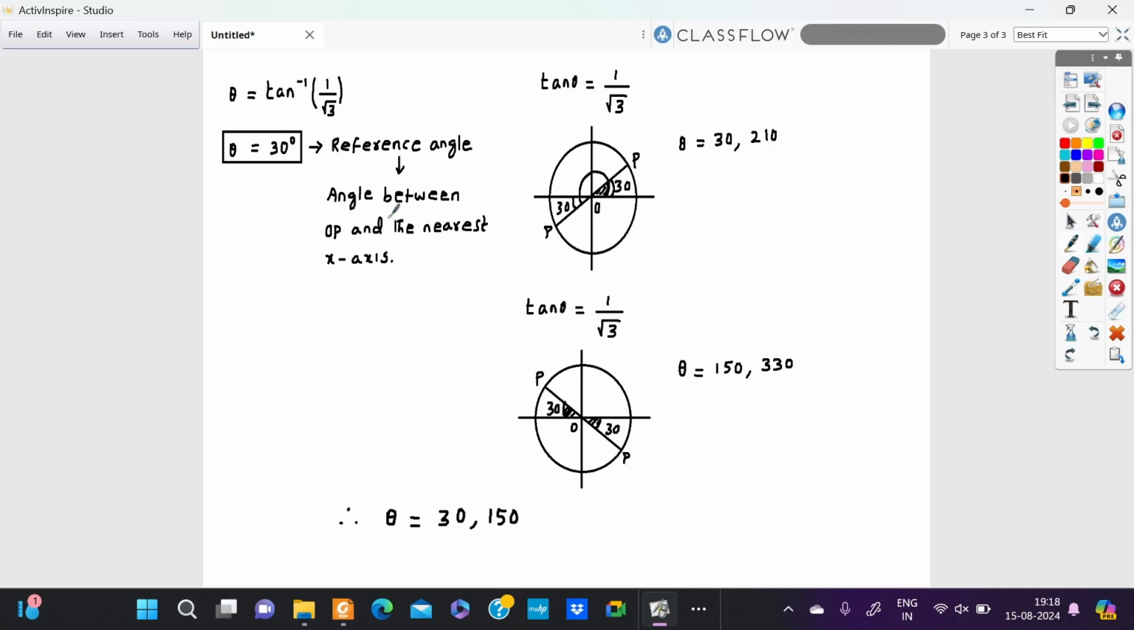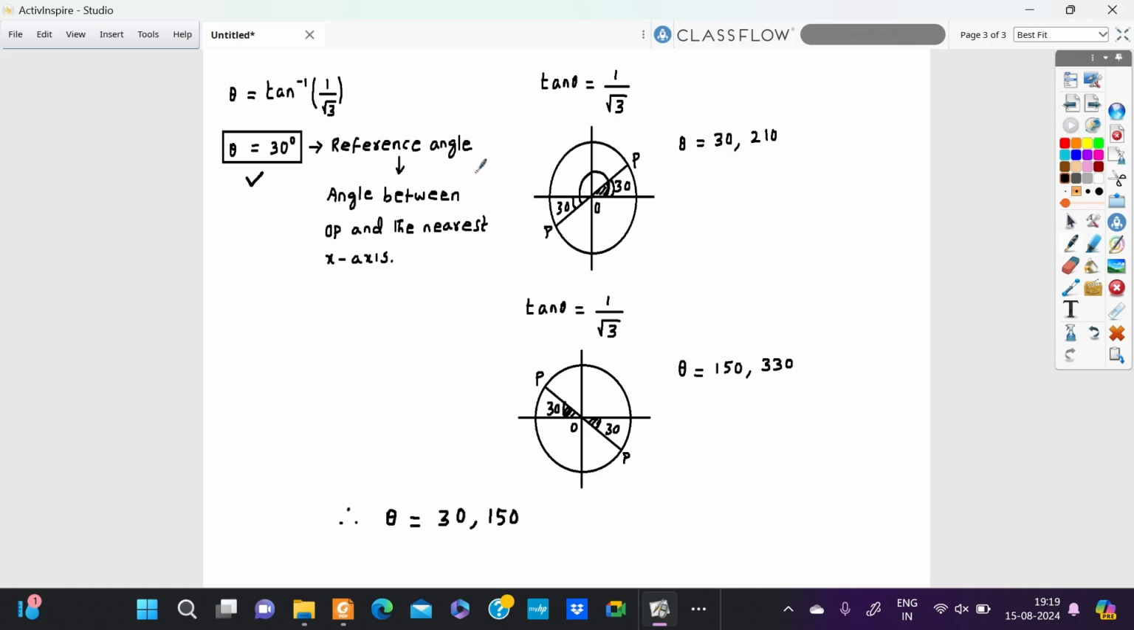Once we have tan theta is equal to 1 over square root of 3, theta is equal to tan inverse of 1 over square root of 3, or arc tan of 1 over square root of 3, which will give us 30 degrees. Now this 30 degrees is basically called the reference angle.